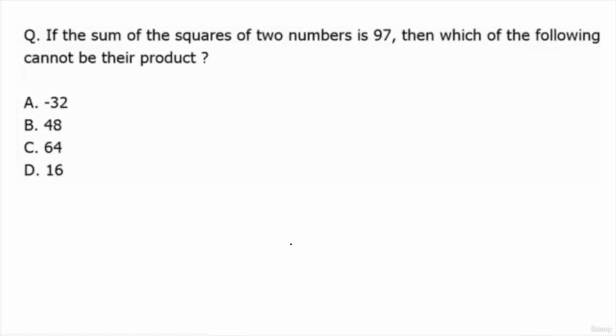Let's go on to the next question, guys. The next question says, if the sum of the squares of two numbers is 97, then which of the following cannot be their product? So let the two numbers be a and b. That sum of the squares has been given to us. A square plus b square is given to us as 97. You want to find out which of the following cannot be the value of a into b.